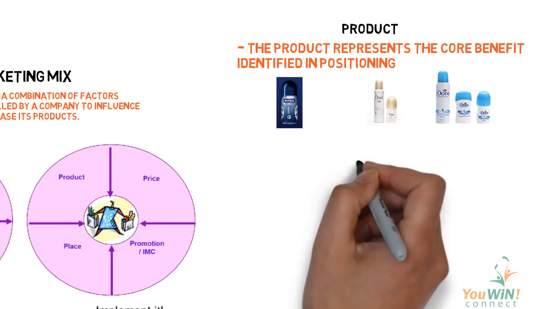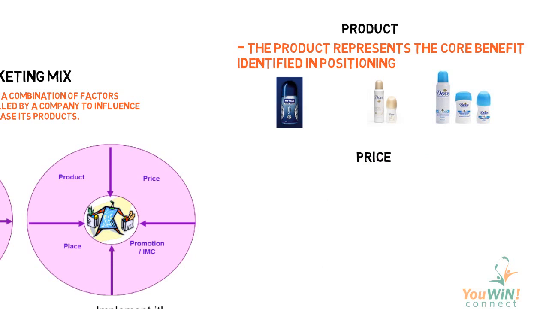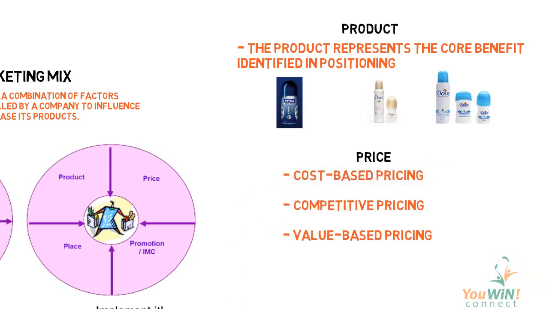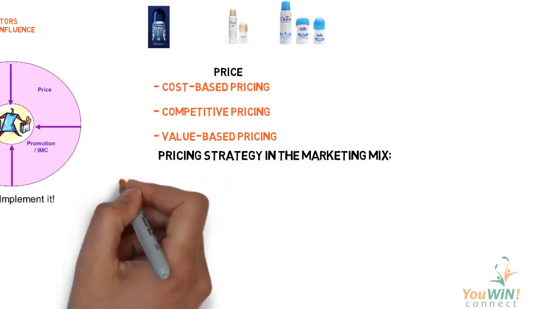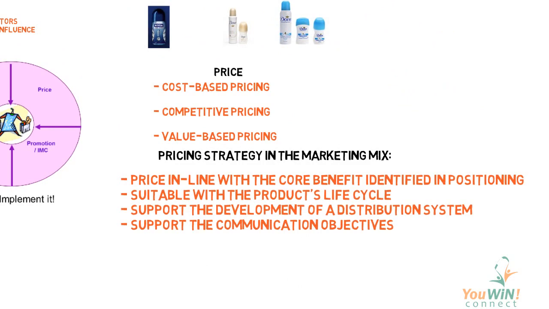Now, let's look at price as well. The basic pricing methods are cost-based pricing, competitive pricing, and value-based pricing. Pricing strategy in the marketing mix: price in line with the core benefits identified in positioning, suitable with the product's life cycle, support the development of a distribution system, and support the communication objectives.